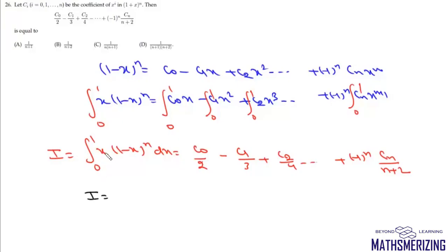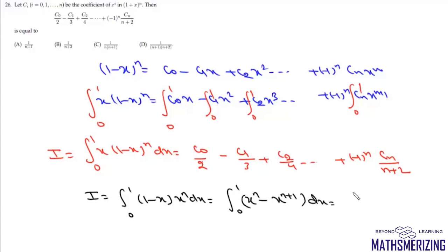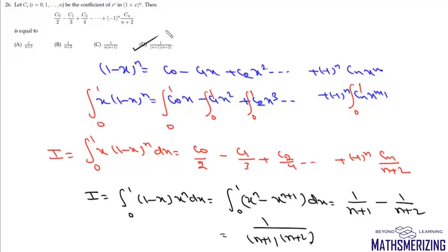Now we know that the integral from 0 to a of f(x) dx is the integral from 0 to a of f(a minus x) dx. So we'll replace x with 1 minus x. So we can write this integral as the integral from 0 to 1 of (1 minus x) x^n dx. So it'll be the integral from 0 to 1 of x^n minus x^(n+1) dx. Now we'll integrate, we'll get 1/(n+1) minus 1/(n+2). So it'll be 1/((n+1)(n+2)), and that's your option number D.